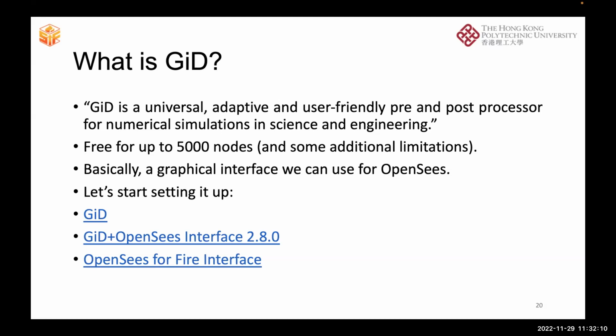So this is super easy to use. It's free up to 5,000 nodes. And I think after that, for an academic institution, it's like 60 euros a month or so. So it's quite inexpensive. To set it up, you can just download GID. You need to download the original interface for OpenSees, and then you download our interface. And it's a very simple process. I'll provide enough documentation for you after the session.